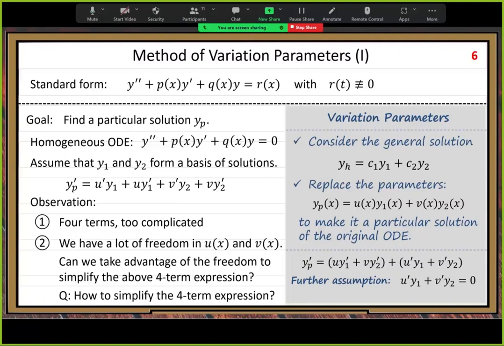So you can see, how do we use the freedom we have? So we simplify. Yp prime now becomes the two-term expression. Is it much better? So now you feel it's not that scary, right? Still ugly, but two terms, that's a big improvement.